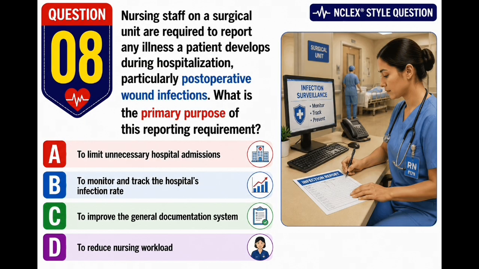Question 8. Nursing staff on a surgical unit are required to report any illness a patient develops during hospitalization, particularly post-operative wound infections. What is the primary purpose of this reporting requirement? A, to limit unnecessary hospital admissions. B, to monitor and track the hospital's infection rate. C, to improve the general documentation system. D, to reduce nursing workload.